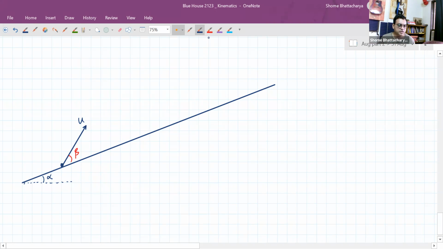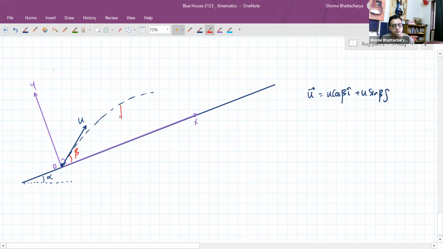Okay, so the first thing is that, as we have discussed, we will take our coordinate frame like this: our x-axis is along the inclined plane going up, and the y-axis is perpendicular to the inclined plane, like this. And now the origin is the point of projection. So our u will be expressed as u cos beta i cap plus u sin beta j cap.